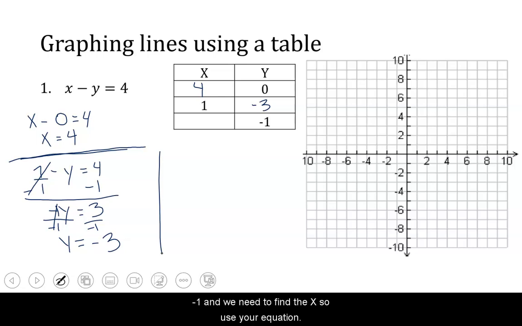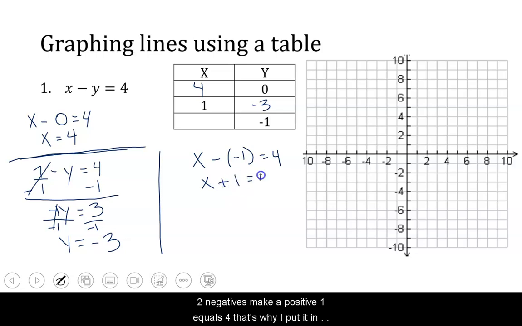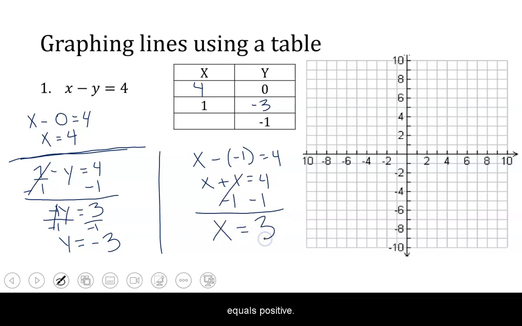And then the last set is we have a y of -1, and we need to find the x. So use your equation. X minus -1 equals 4. Two negatives make a positive, so x plus 1 equals 4. That's why I put it in parentheses so you can see that double negative makes a positive. So when you're plugging in the number, you might want to put parentheses around it, especially for a negative number. So to get x by itself, we need to subtract 1 on both sides. So x equals positive 3.